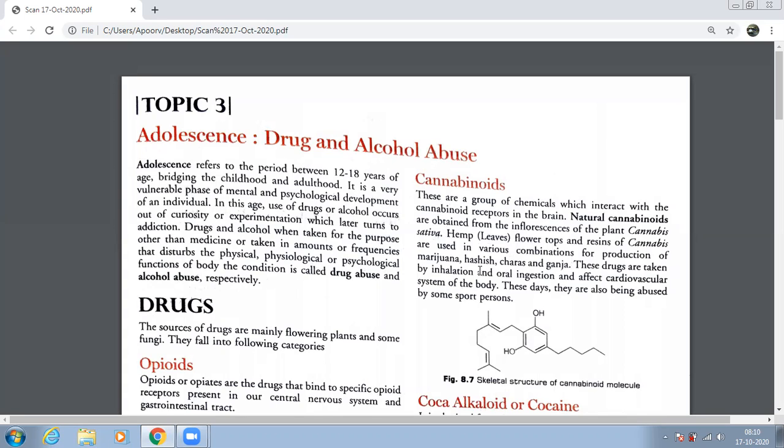Then we come to flower tops. Hemp leaves, understood? What are flower tops? Ma'am, flower top, the apical part of the flower of the plant. Yes, ma'am. Apical part. Okay, explain simply so everybody gets it. Ma'am, apical means the topmost. Yes, the topmost. So two things are done, beta: hemp leaves, flower tops, and raisins of cannabis.